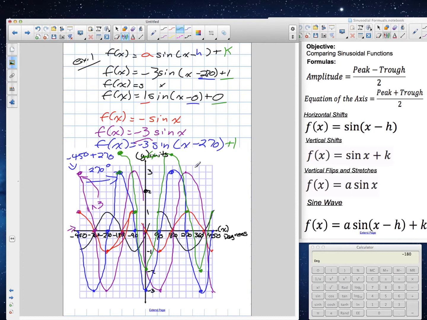So our green one is essentially the left. I know it looks very confusing here. I won't give you one that's so in-depth. But this would be the most complex thing you can do, where it's a flipped graph, it's been stretched by 3, moved to the right 270, and shifted up 1. That would be all 4 steps put together.